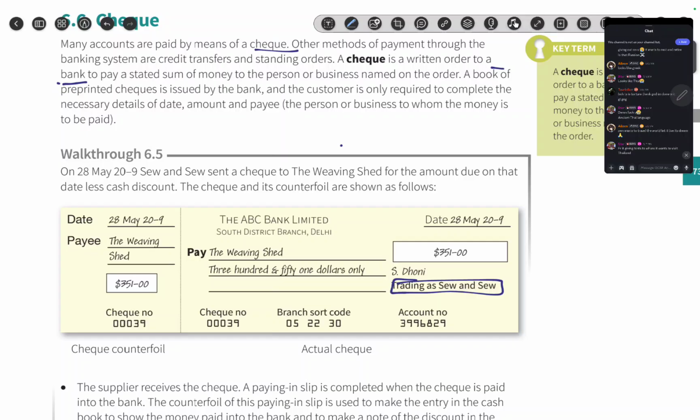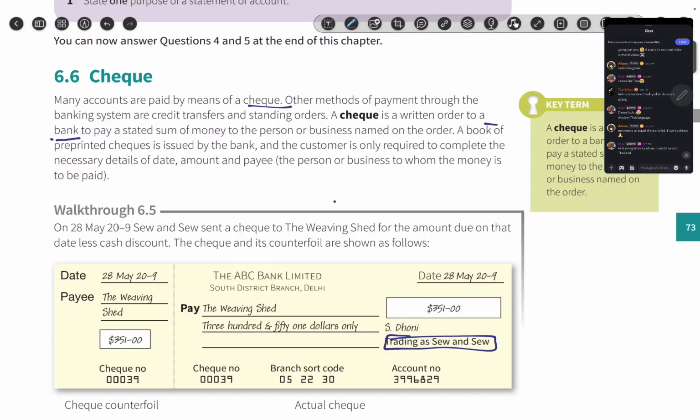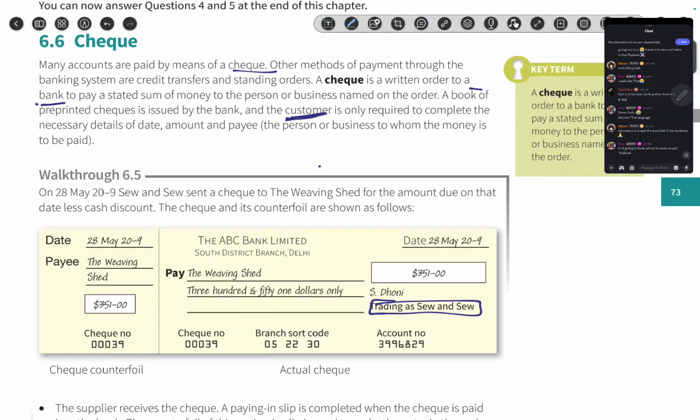A book of pre-printed checks is issued by the bank. The bank gives this book of checks to the customer, because this is the person paying. A customer is only required to complete the necessary details of the date, amount, and the person or business to whom the money is to be paid. The details of the payee, in this case the waving shed, and here it says the amount 351. This is the check counterfoil, and this is the actual check.